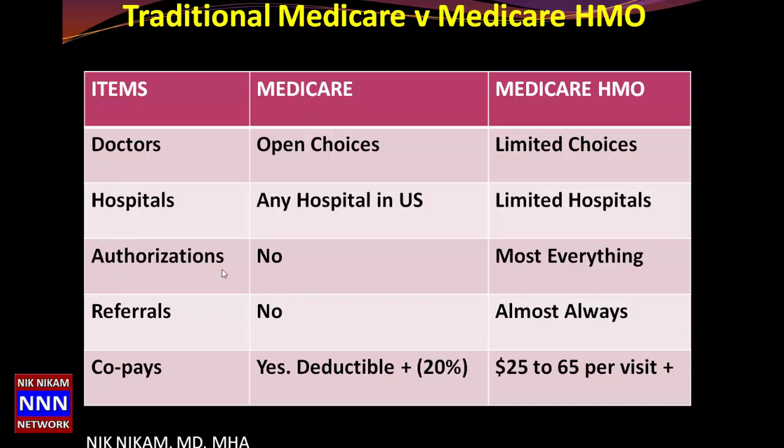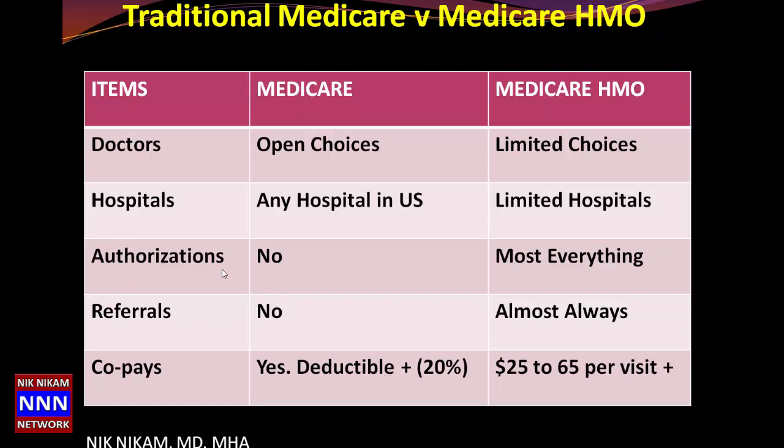Let's talk about cost and payments. With traditional Medicare, of course, you have an annual deductible, which is approximately $150 for Medicare Part B, whereas Medicare approves a certain amount and it pays 80% of that, and 20% copay is your responsibility unless you have a supplemental insurance, which we're going to talk about in a minute.